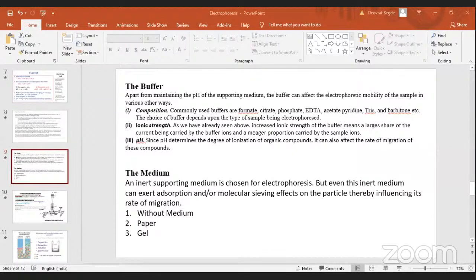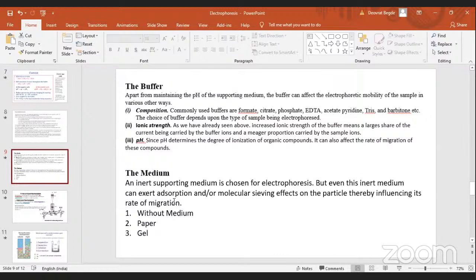So apart from the applied field strength, we also talked about how the buffer conditions and the choice of buffer might reflect upon the electrophoretic mobility of the molecule. As well as we also talked something very briefly about the supporting medium, which might enhance the process of electrophoresis to a certain extent, that means it can give you better resolution if you actually use a medium.